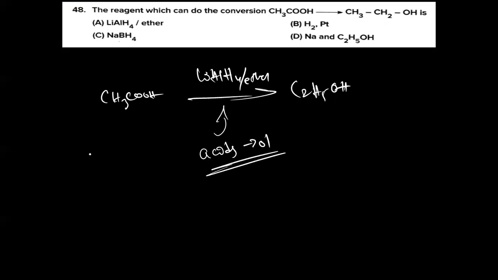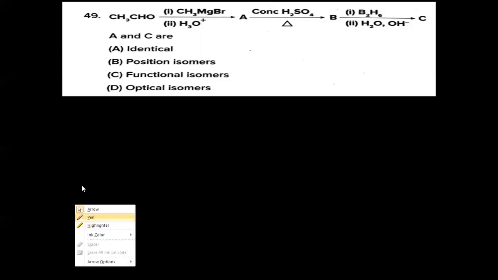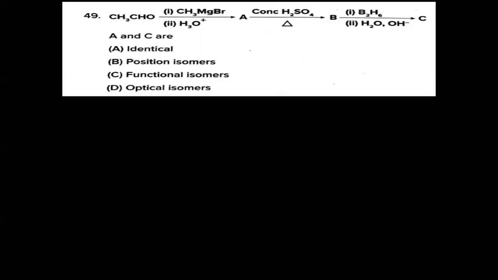So for question number 48, it's option A. 49. CH3CHO on treating with CH3MgBr followed by acid hydrolysis gives A, which is on treating with concentrated H2SO4 on heating gives B, which is on treating with the borohydride followed by alkali hydrolysis gives C. Then which is the correct option for question number 49?